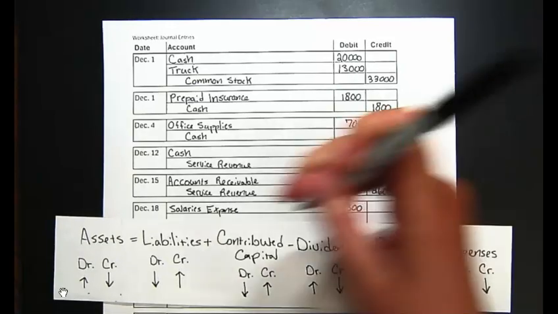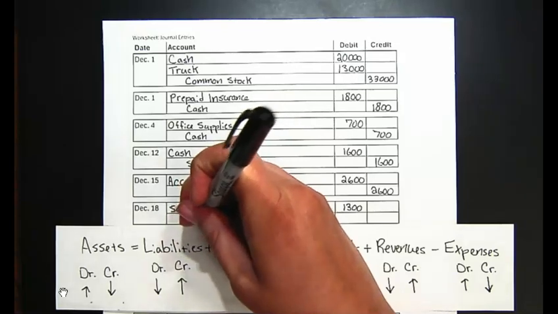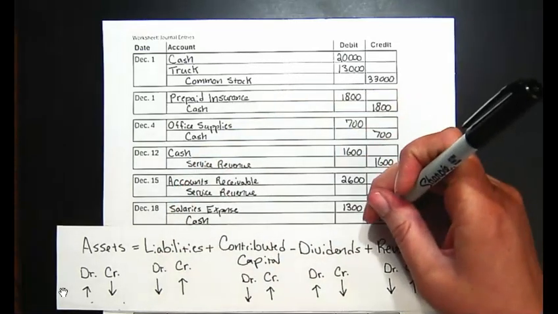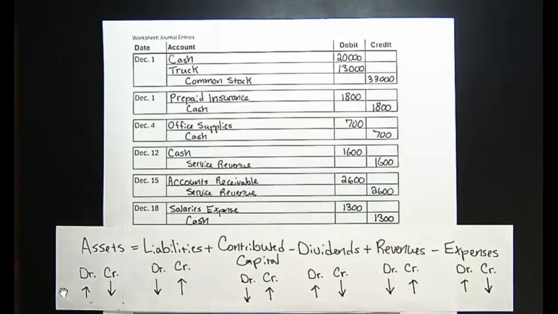$1,300. Credit cash to show the cash payment. $1,300.